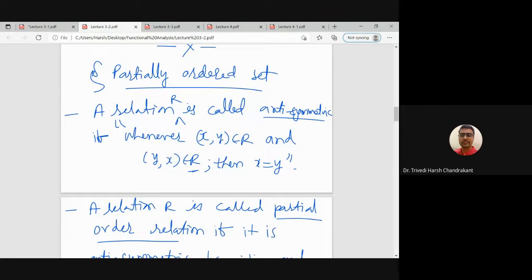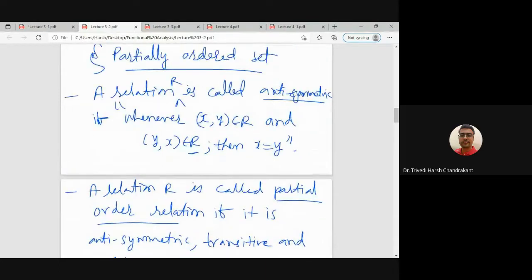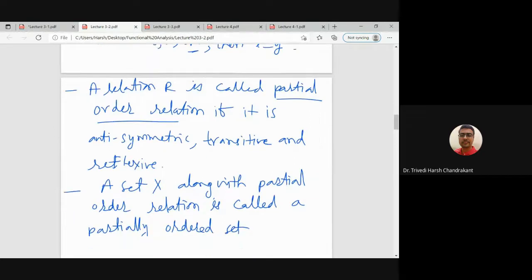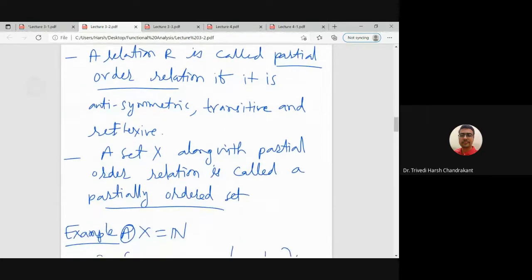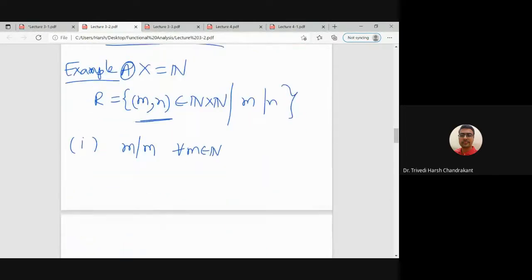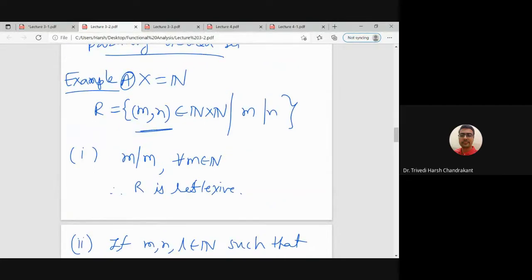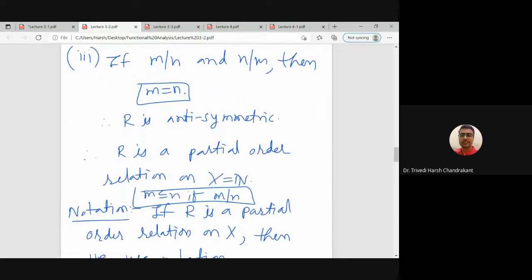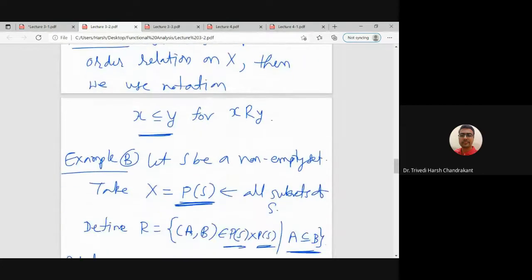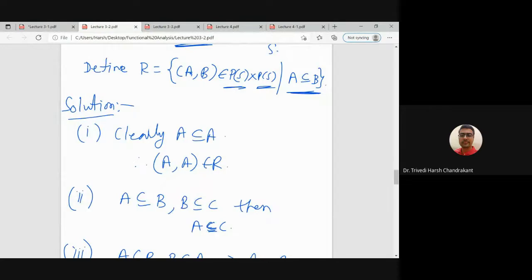Then we discuss the definition of partially ordered set. Any set which has a relation that is antisymmetric, transitive, and reflexive is called a partial order relation. A set along with a partial order relation is called a partially ordered set. We discuss examples. The first example is over natural numbers: m divides n is a partial order relation. Similarly, if we have any non-empty set, then the power set is also a partially ordered set with respect to the relation A subset of B.